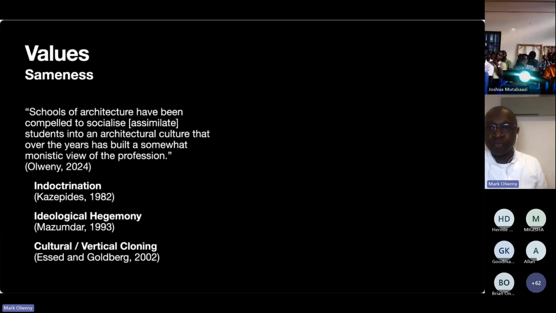It does bring forth the idea of sameness, which in architecture education means socializing students into an idealized profession that is often seen to be out of touch with the needs of the societies they supposedly serve, which we could also describe with other words: indoctrination, ideological hegemony, and even cloning. Things that we shouldn't associate with a profession that is supposedly talking about creativity.